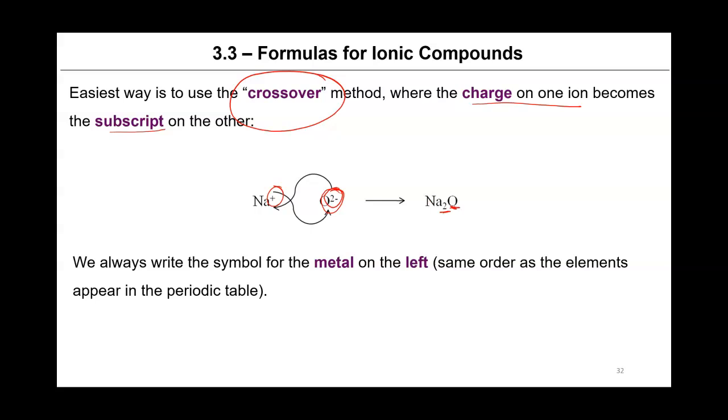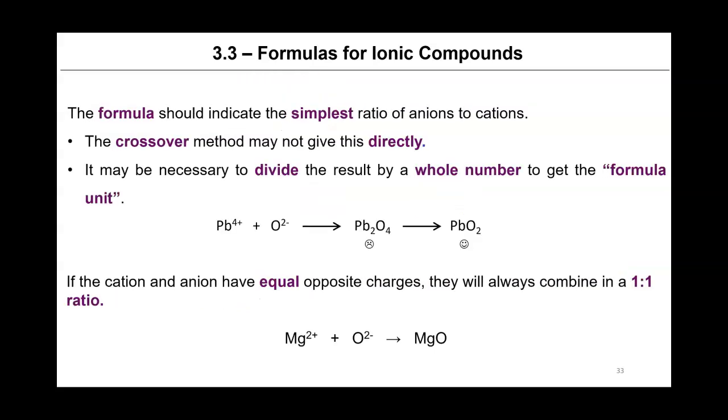When we do write the formula for an ionic compound, keep in mind that we always want the metal to be on the left and the non-metal on the right, the same as the order of the elements in the periodic table. When we write the formula for an ionic compound, we should always indicate the simplest ratio of anions to cations. And it's important to recognize that sometimes the crossover method doesn't give us this directly. In fact, it might be necessary to divide the result of the crossover method by a whole number to get the correct formula unit.